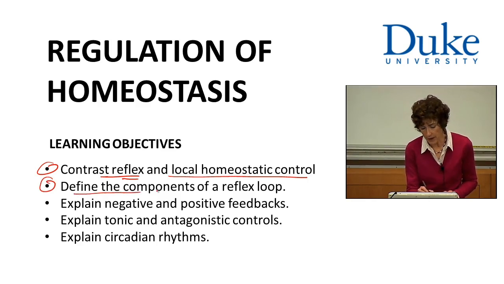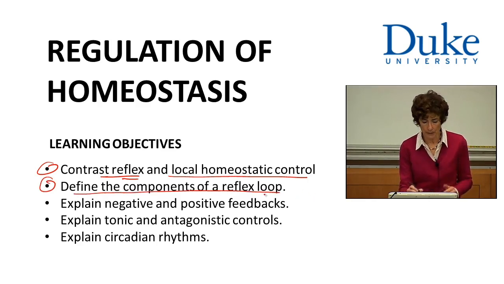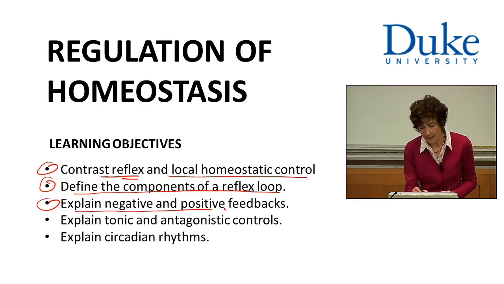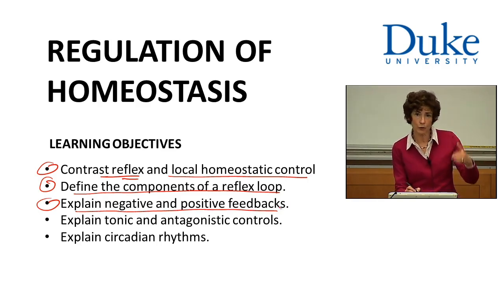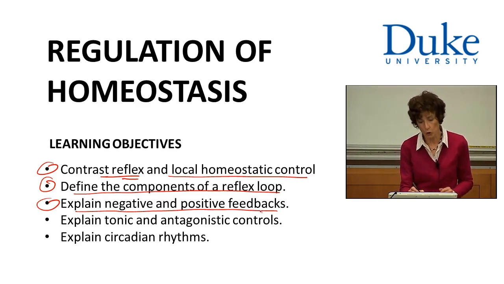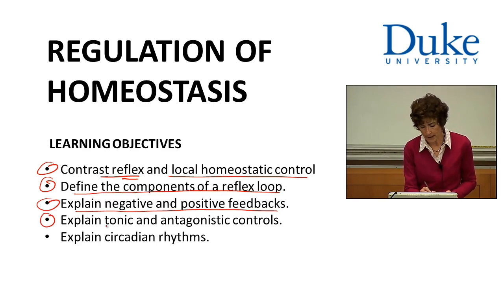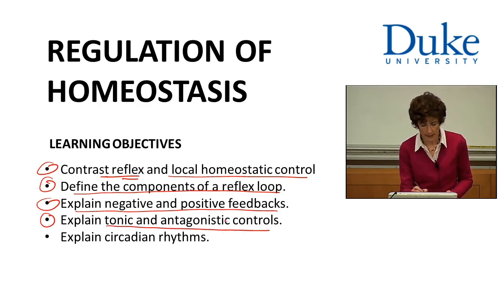Secondly, we want to define the components of the reflex loop. Third, we want to explain negative and positive feedbacks, which are regulatory loops that are used to control homeostasis. Fourth, explain tonic and antagonistic controls. And then fifth, we want to explain circadian rhythms.